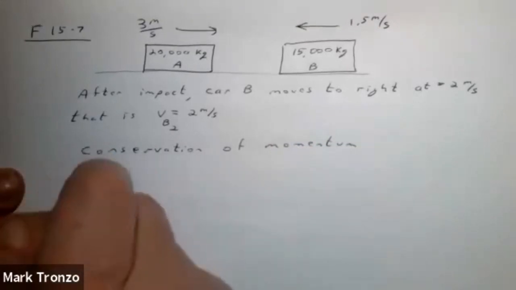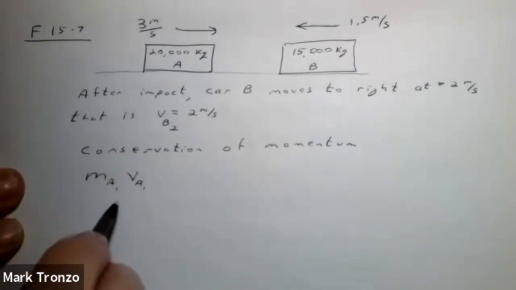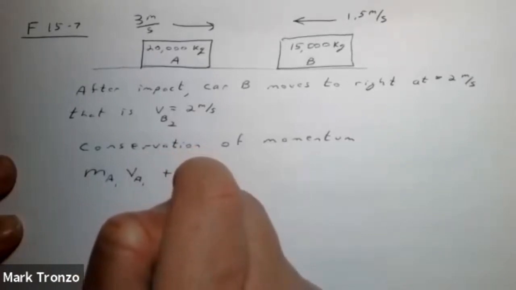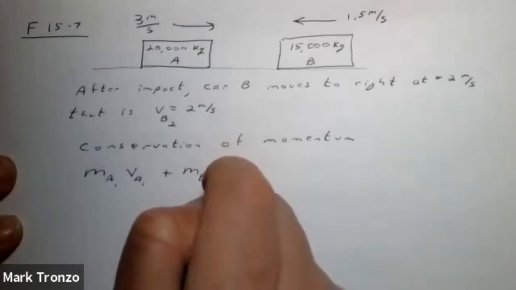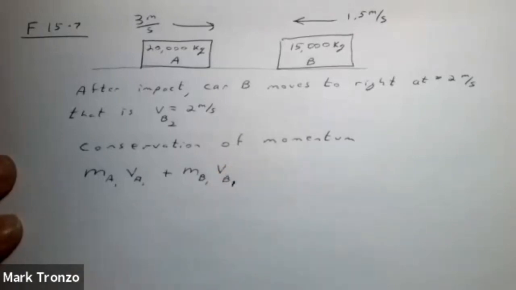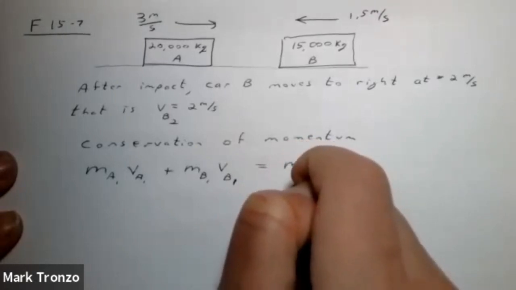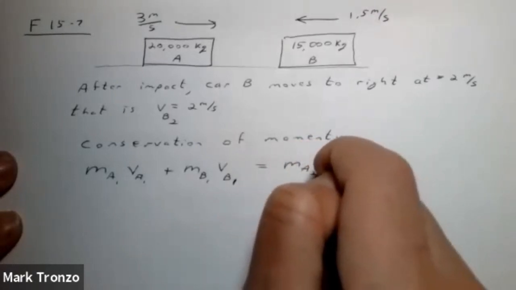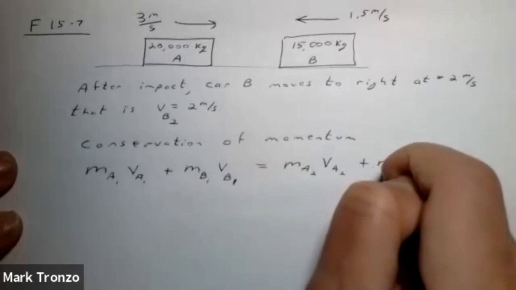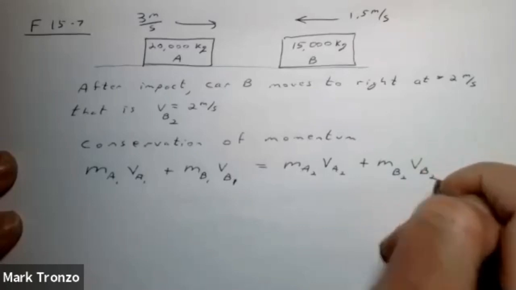And so we'll have mA1 vA1, so the initial mass times the initial velocity of car A, plus the initial mass times initial velocity of B. And then that's going to equal the final mass of A times the final velocity of A, plus the final mass of B times the final velocity of B.